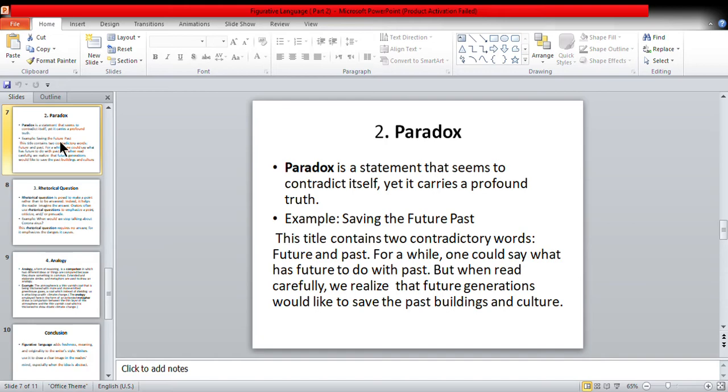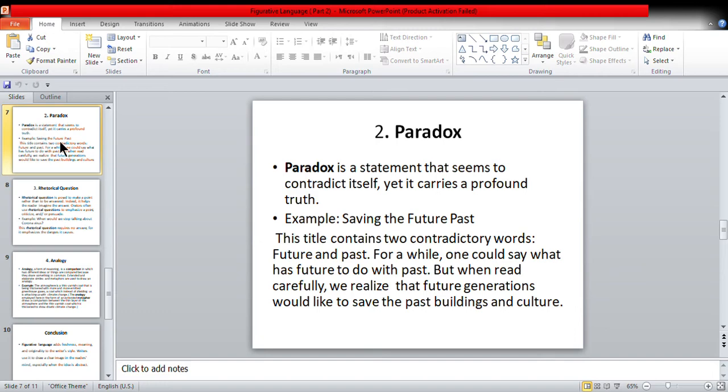The second figurative language is paradox. Paradox is a statement that seems to contradict itself, yet it carries a profound truth. Example: saving the future past. This title contains 2 contradictory words, future and past.